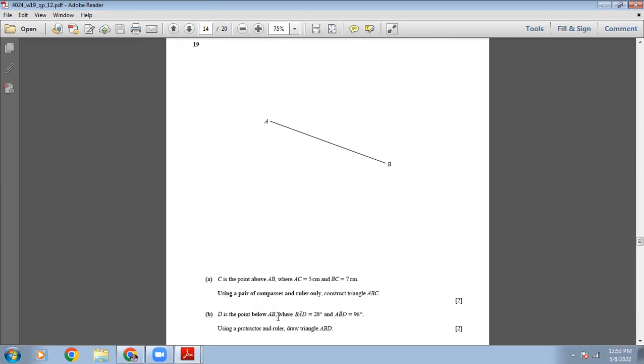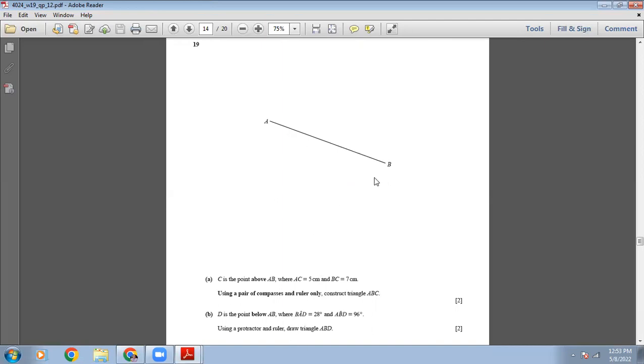Then he says D is the point below the AB. The D point is here somewhere below the AB line. He says the BAD angle is 28. So put your compass here, and from here start counting where 28 comes, put a dot and join that line, draw the line of that angle. So this angle will be 28.